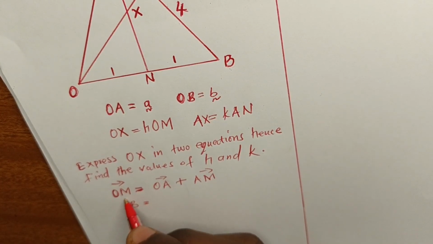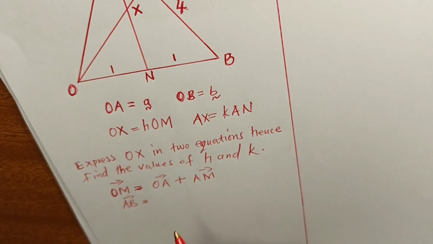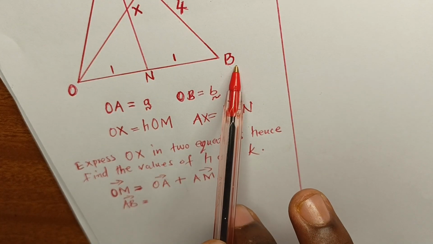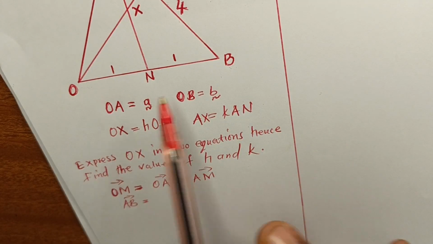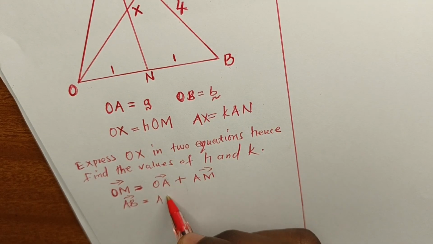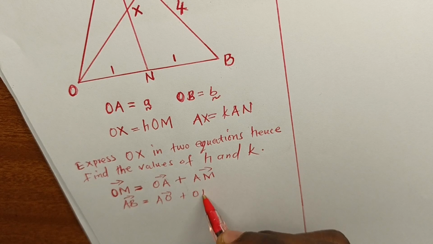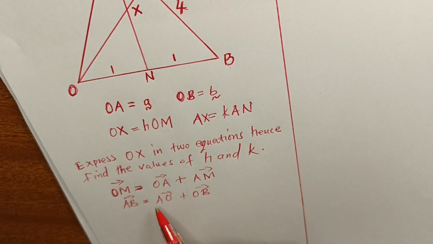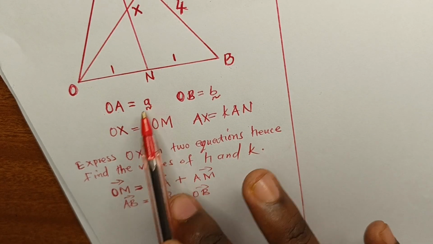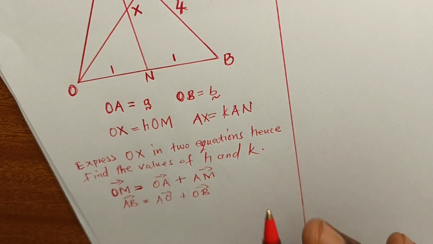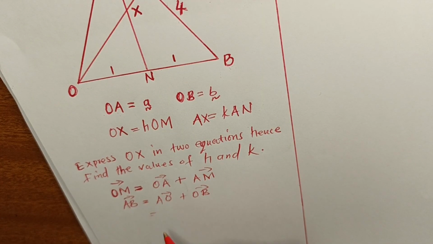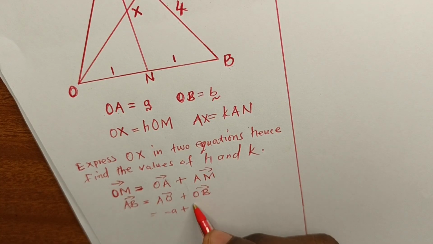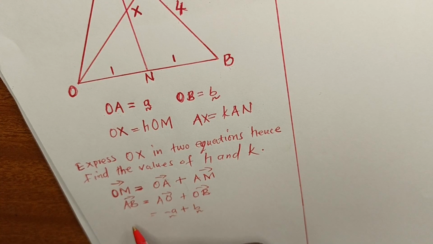Now AB is equal to, from A to B, I'll move from A to O and O to B. AO plus OB. Remember, OA is a, so AO is negative a. AO will be negative a plus OB. We are told that OB is vector b. This will give me that vector AB is equal to b minus a.